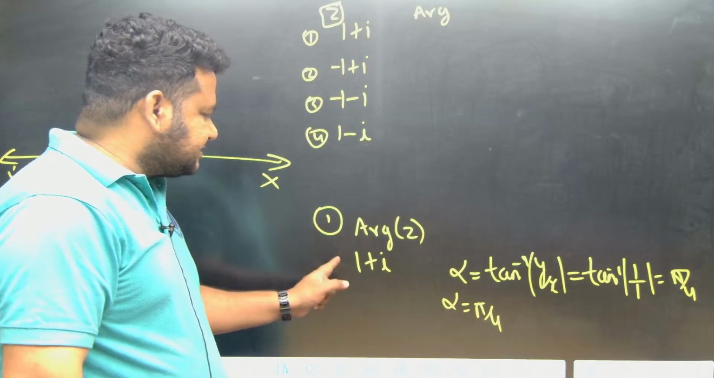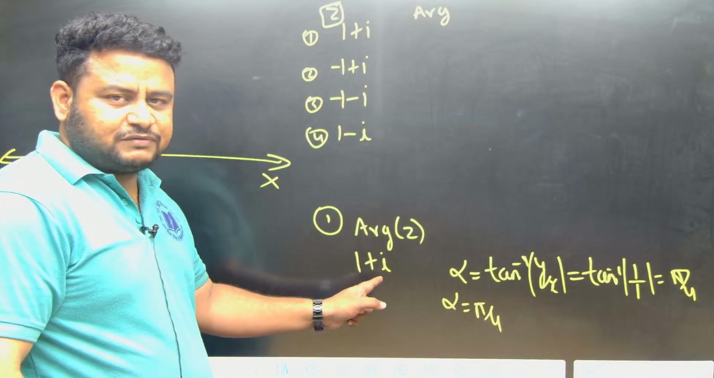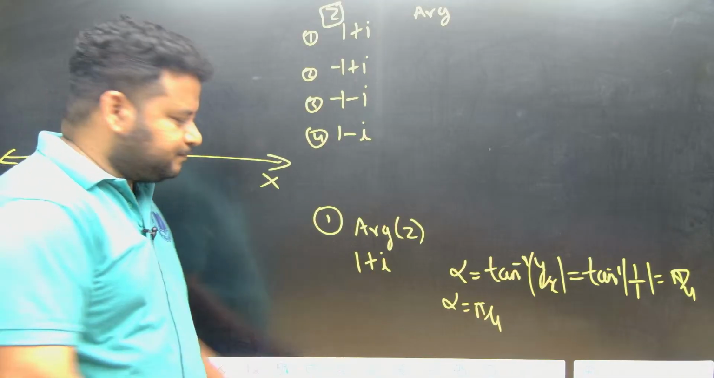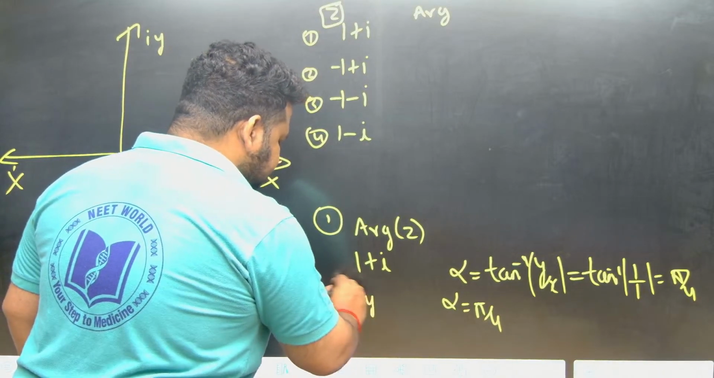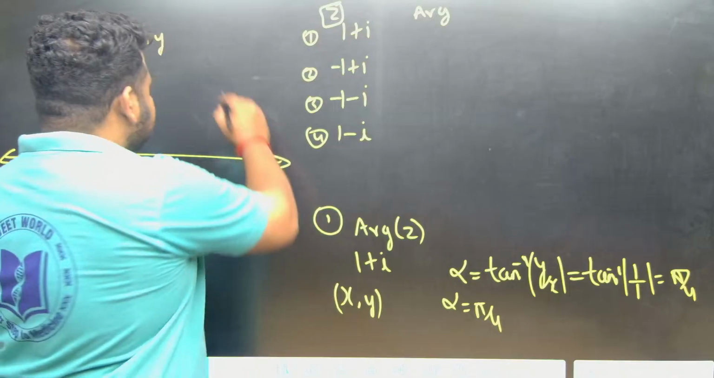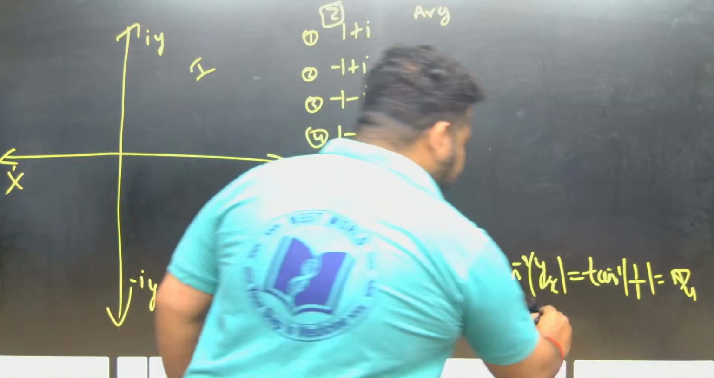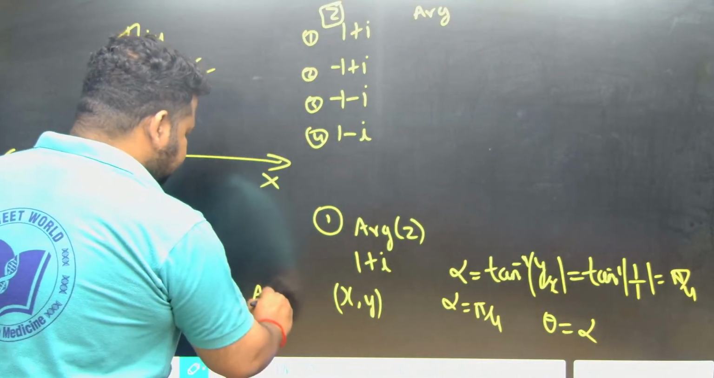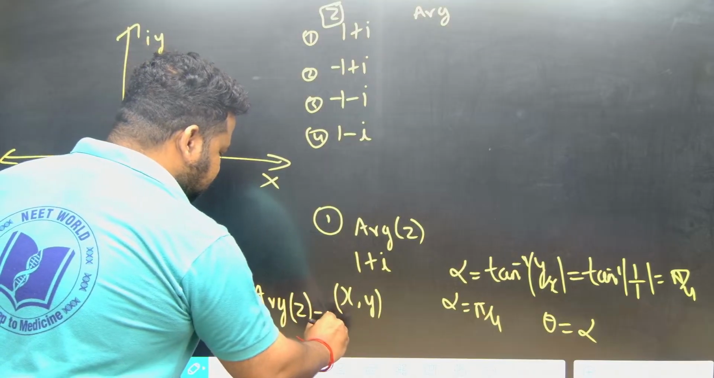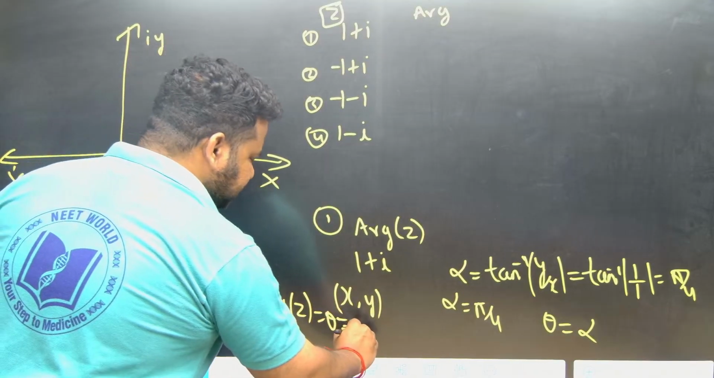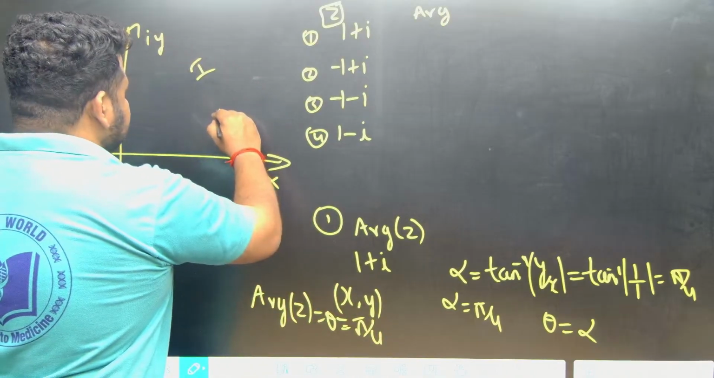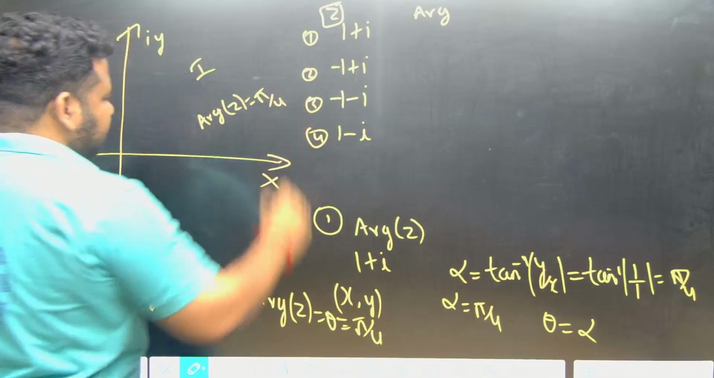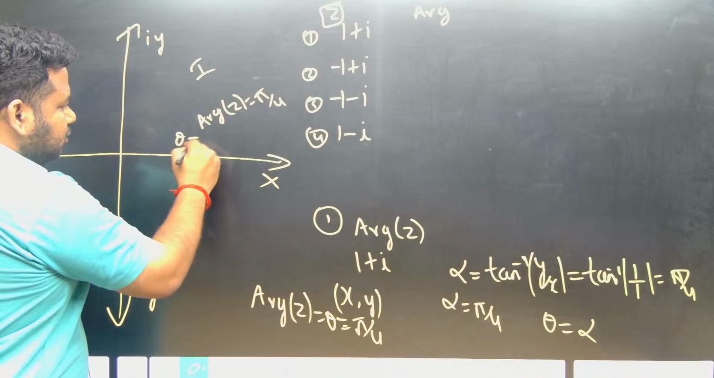So now look at this, x is 1 and y is also 1. I am not worried about the value, I am worried about the sign. Here x is positive and y is positive. Both x and y are positive in which quadrant? First quadrant. In the first quadrant, theta is equal to alpha. So what is the argument of z for the first question? It is equal to theta, which is pi by 4, because here theta is equal to alpha.